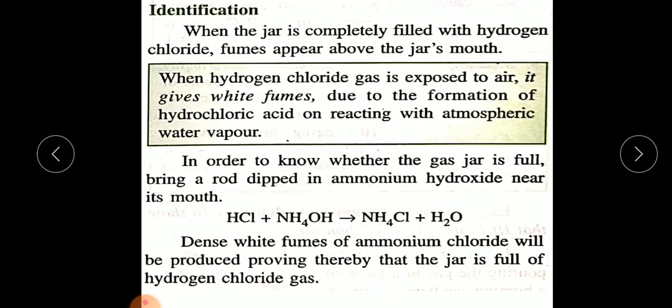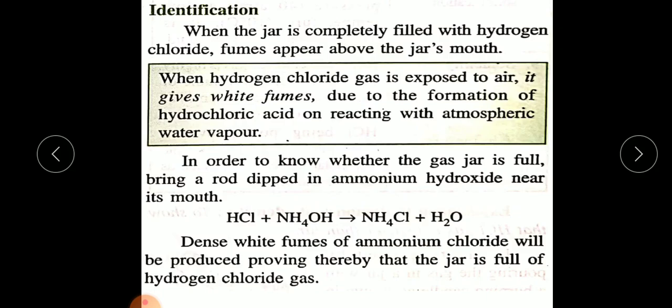Identification. How can we identify the HCl gas? When the jar is completely filled with hydrogen chloride, fumes appear above the jar's mouth. When hydrogen chloride gas is exposed to air, it gives white fumes due to the formation of hydrochloric acid on reacting with atmospheric water vapor. To know whether the gas jar is full, dip a glass rod in ammonium hydroxide and bring it near the mouth of the gas jar.